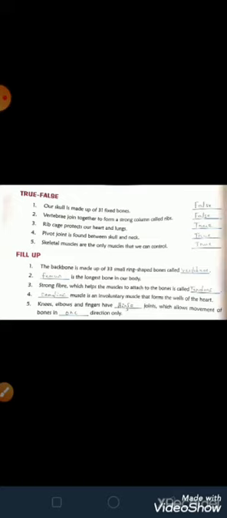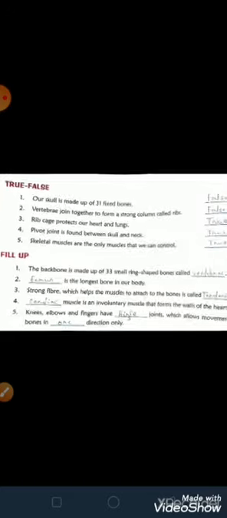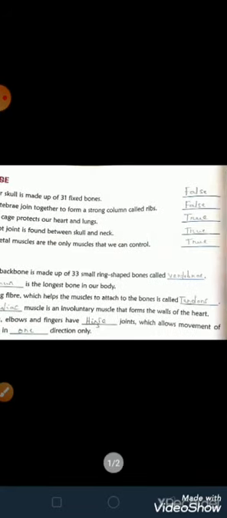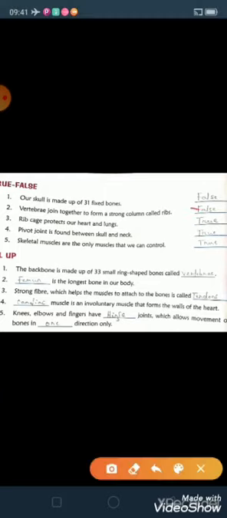Okay. So second question, vertebrae join together to form a strong column called ribs. This statement is also false because when vertebrae join together to form a strong column, it is called the backbone. So this statement is also false. Already false is written here.